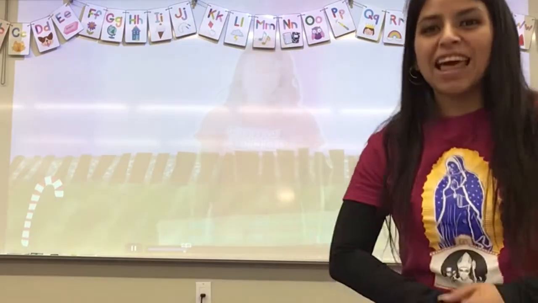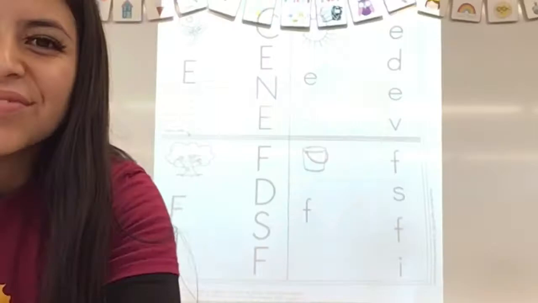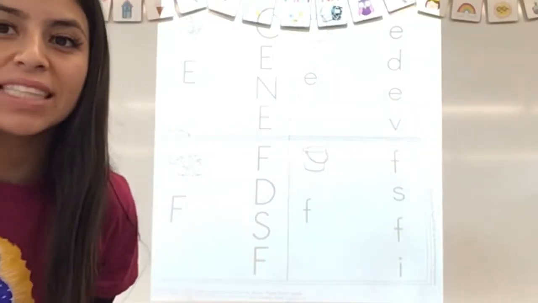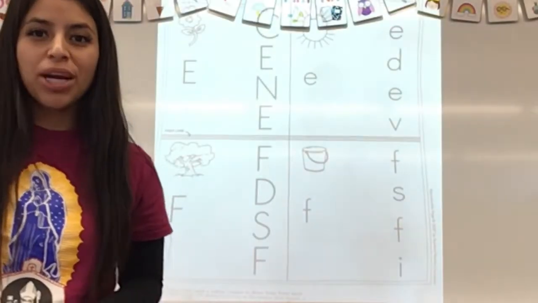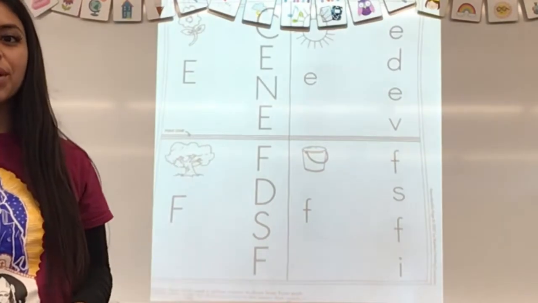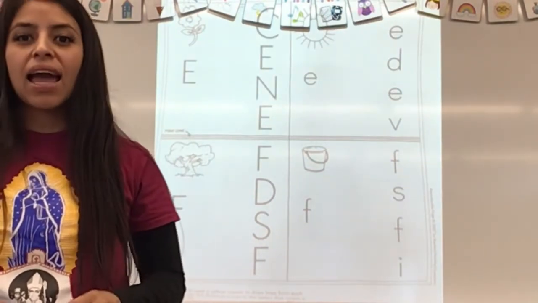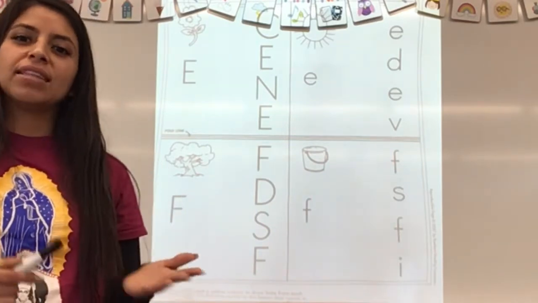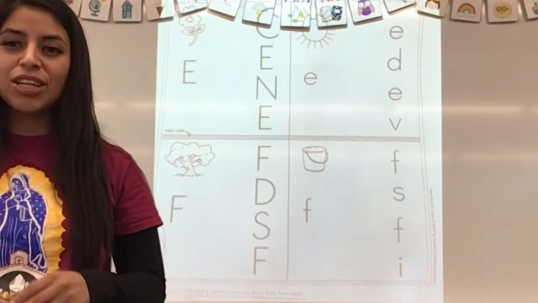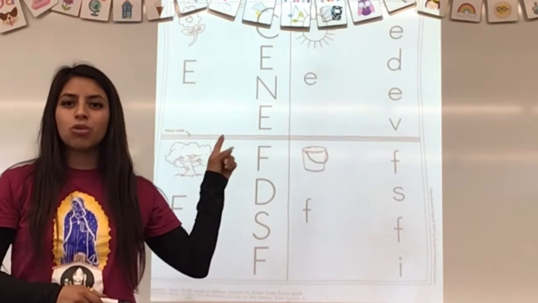Good job, TK. That was E and F. All right, TK, go ahead and pull out activity page 12 and 13. We're going to start with activity page 12, and we're going to get some practice in with identifying our uppercase E and our lowercase e and our uppercase F and our lowercase f. So let's go ahead and get started with activity page 12.